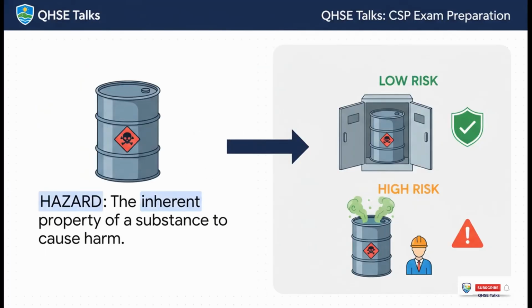Okay, first up, and this one is so fundamental: hazard versus risk. A hazard is the potential for something to cause harm. So a big sealed drum of acid, that's a hazard. Risk, on the other hand, is the chance, the likelihood that the harm will actually happen. So if that same drum is leaking right in the middle of a busy walkway, well, the risk just shot through the roof. And this leads to what should be a mantra for every single one of us. We don't eliminate hazards. A lot of times that's just impossible. We manage risk. That's the heart of our job.